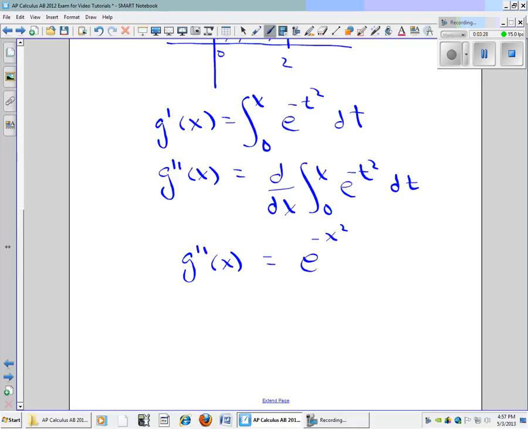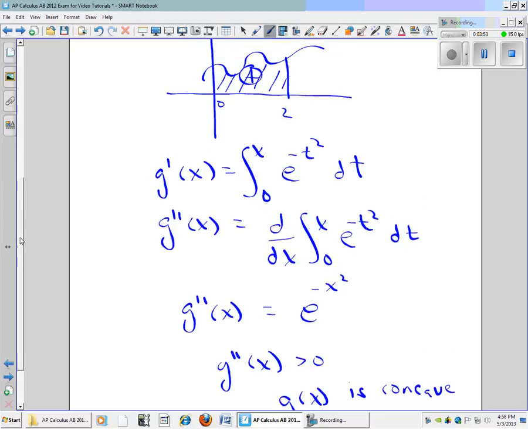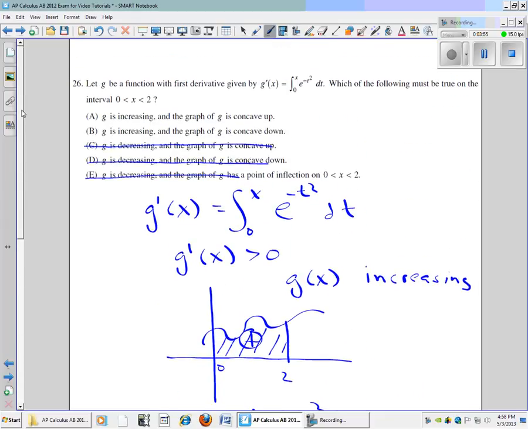So g double prime of x is greater than 0, and therefore g of x is concave up. If it's greater than 0, or positive, it's concave up. If the second derivative is less than 0, it's negative, and therefore concave down. So in this problem, it's concave up. Answer choice, letter A.